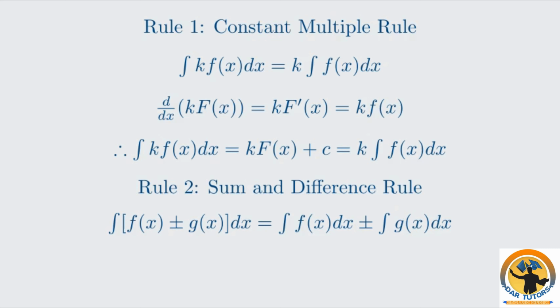So, to summarize, we can pull constants out of integrals, and we can integrate sums and differences one term at a time. These two rules are the foundation for integrating polynomials and other combinations of functions. Now, let's build a table of basic integrals. We can derive these by reversing the differentiation rules we already know.